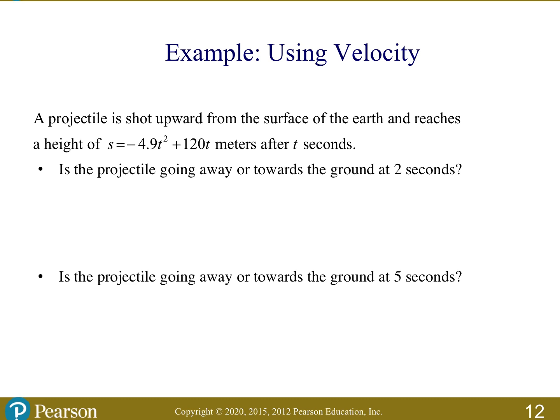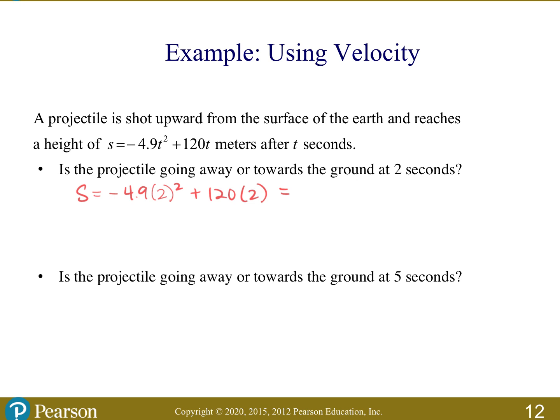Okay, so is the projectile going away or towards the ground? So ground would be 0, at 2 seconds. We want to compare the velocity with the position at that point, so we would want to know the position at 2 seconds. That's negative 4.9 times 2 squared plus 120 times 2. You do not even need to know what that's going to turn out to be. I just need to know if it's going to be positive or negative.